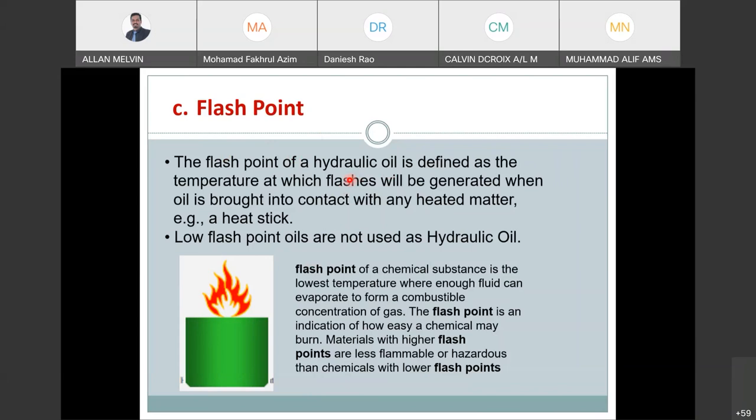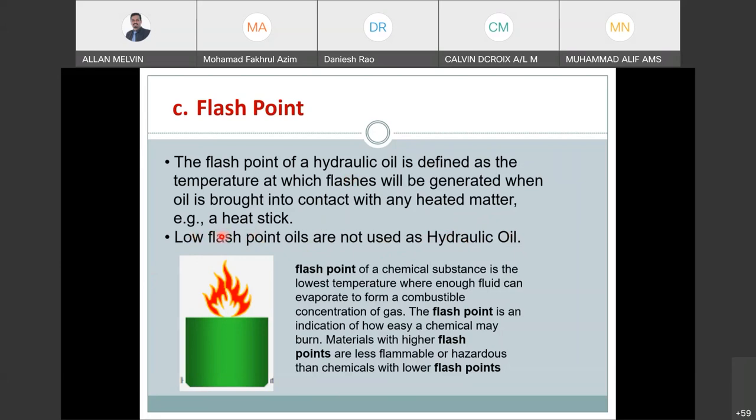So normally all the materials will have a flash point. Either it's a high flash point or low flash point. Kalau low flash point, fire easy to happen. Kalau higher flash point, fire not easy to happen. So low flash point oils are not used as a hydraulic fluid.